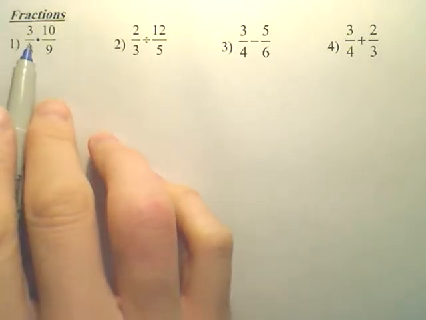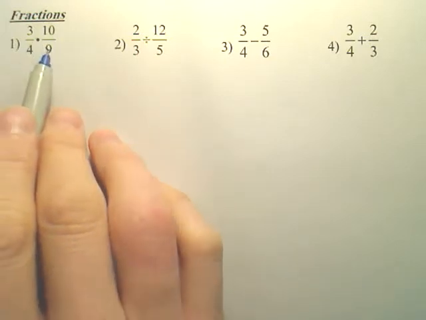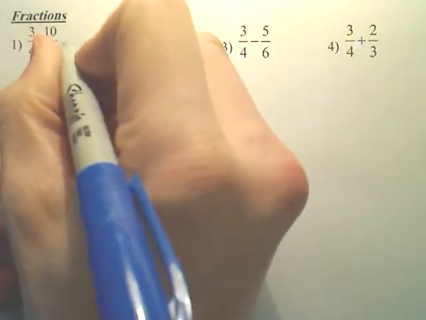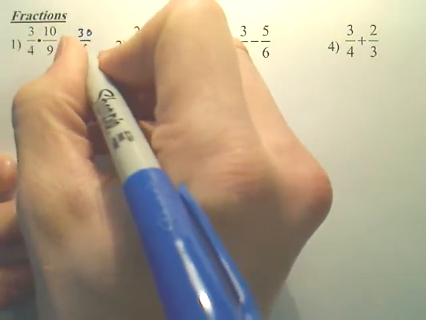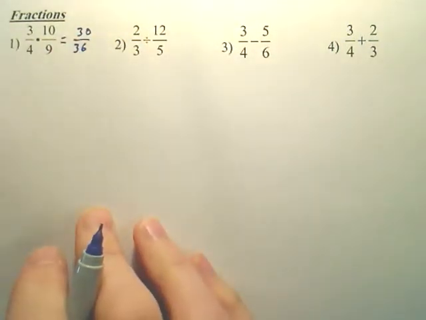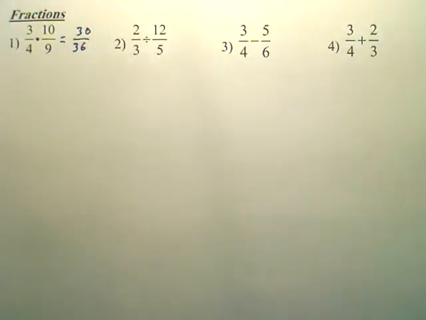Alright, if we want to multiply these two fractions, we multiply straight across. And when we do that, we end up with 30 over 36. Now, I can reduce that. If you reduce that, there was an easier way.